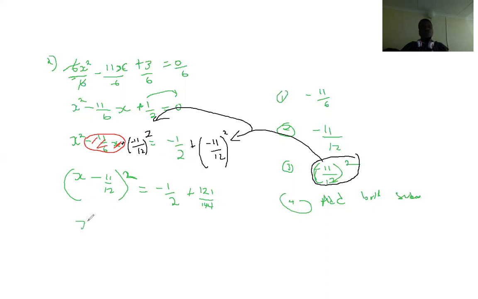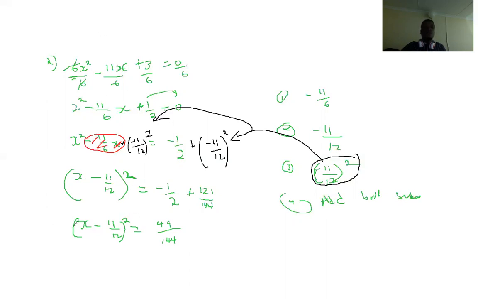So all you need to do is use your calculator now. 11 over 12 squared is equal to negative half plus 121 over 144. The answer is going to be 49 over 144. Okay, now once you are here, what you do is, remember, you want to remove the square root.